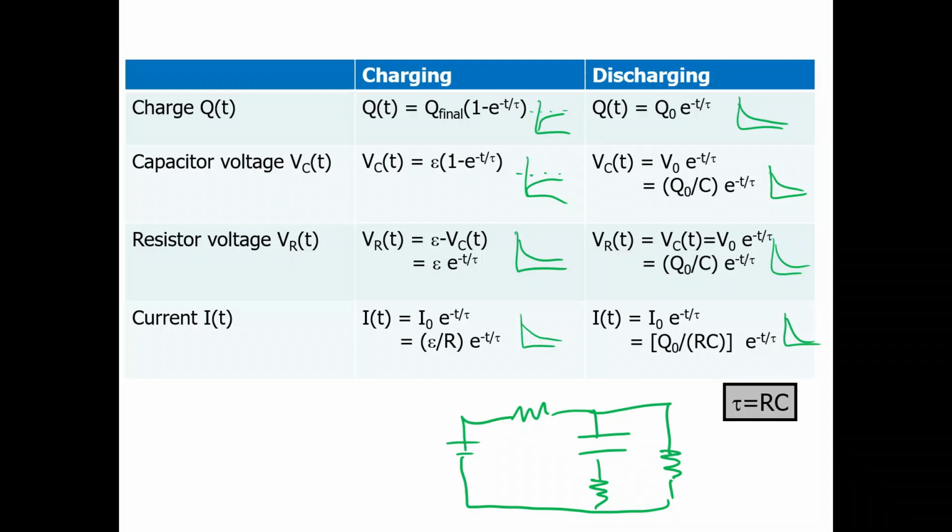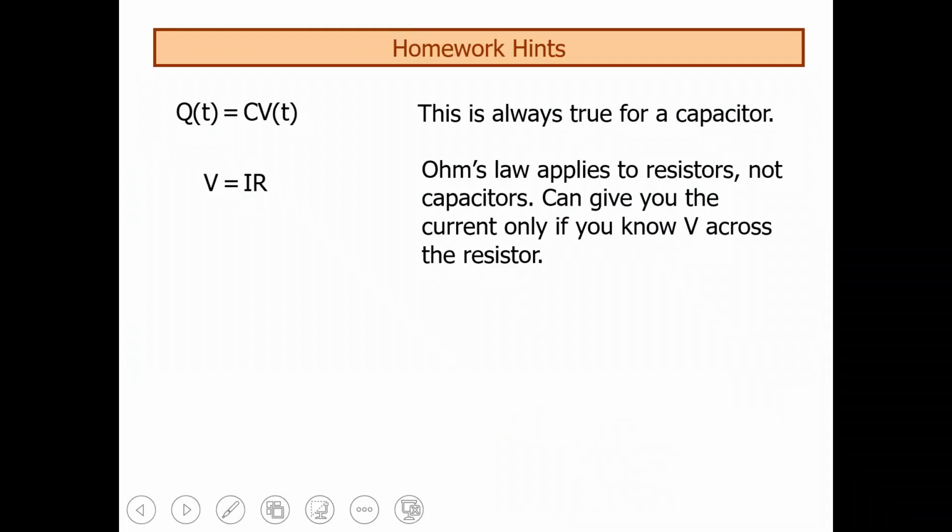So don't necessarily memorize the functions because they're not going to be all strictly identical for the more complicated ones, but the patterns will be the same. You're going to get very similar patterns. So just a couple of hints for when you are working the homework or more complicated problems. Your charge as a function of time is always going to equal C times your voltage as a function of time for a capacitor, or any other rearrangement of those variables. For resistors, Ohm's law always applies.